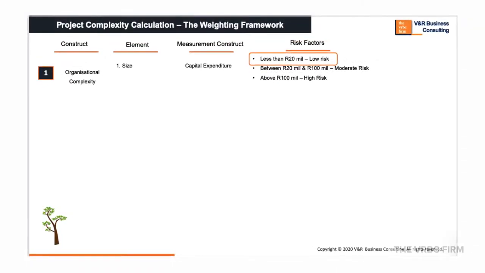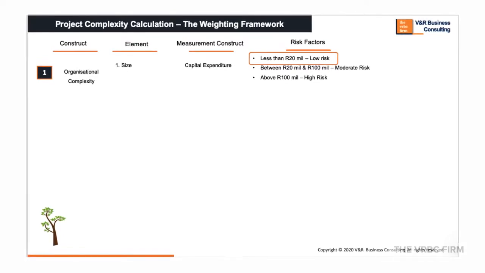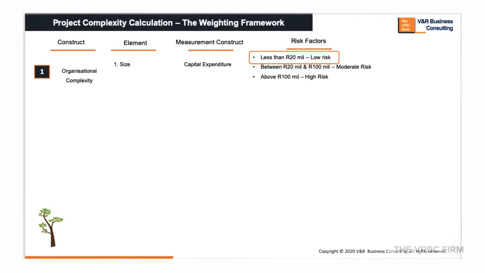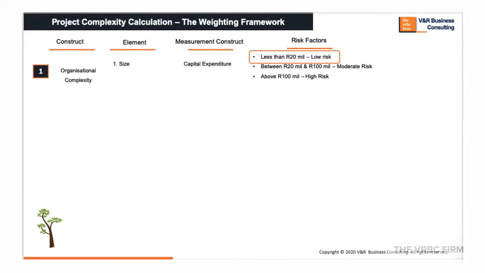For example, for an NGO with a 50 million overall annual budget, these figures will need to be adjusted accordingly to be more appropriate for that context. For example, a 20 million project would account for 40% of the annual budget in that context, so the risk factor would be more appropriately assigned high risk.